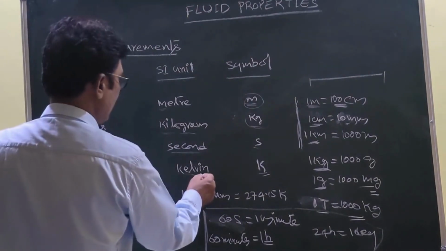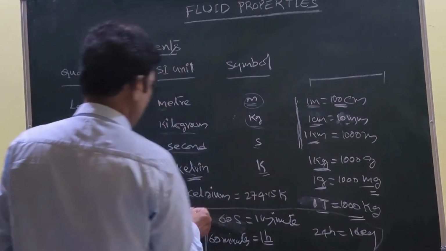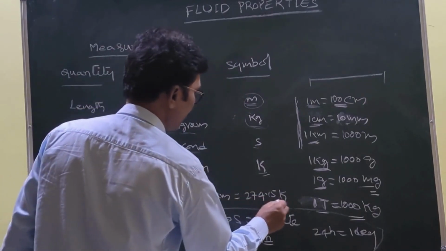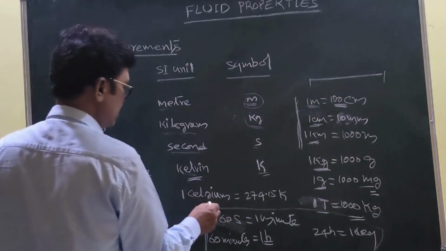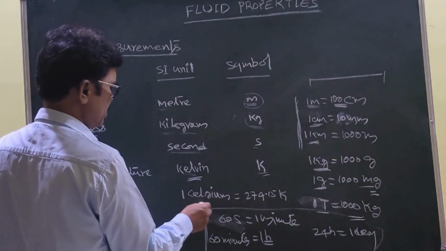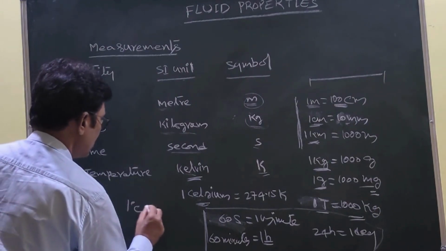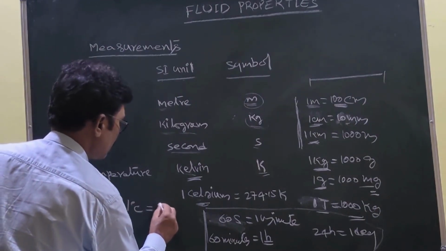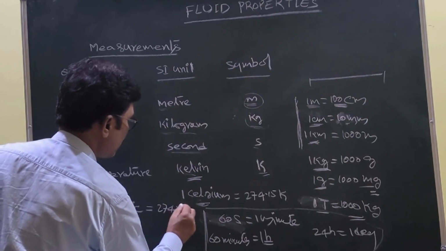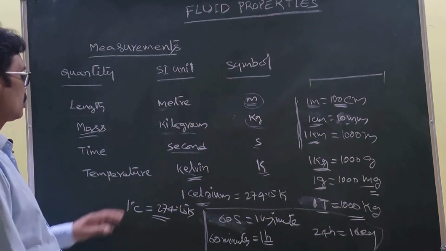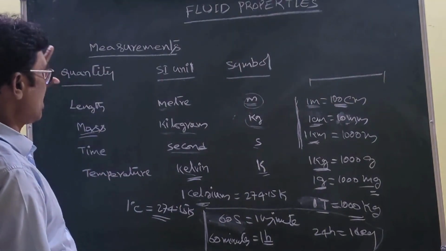Coming to temperature, the unit is Kelvin, capital K. Generally we measure in Celsius. So 1 Celsius equals 274.15 kelvins. This is the relation. So this is about the measurements.